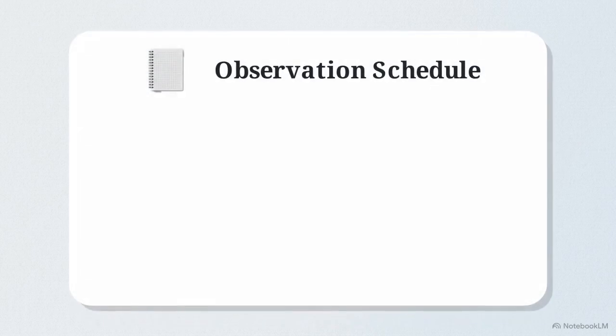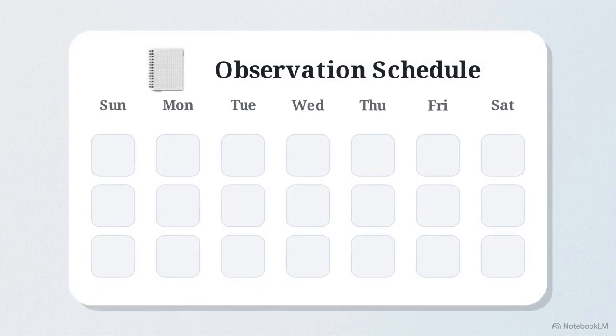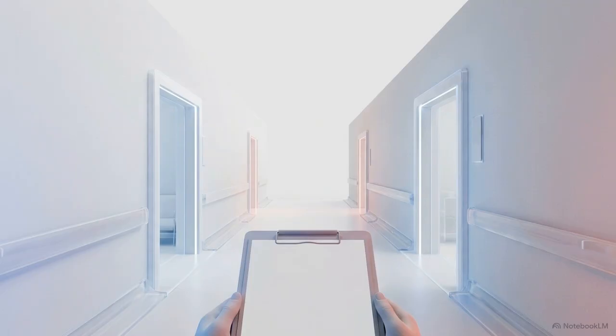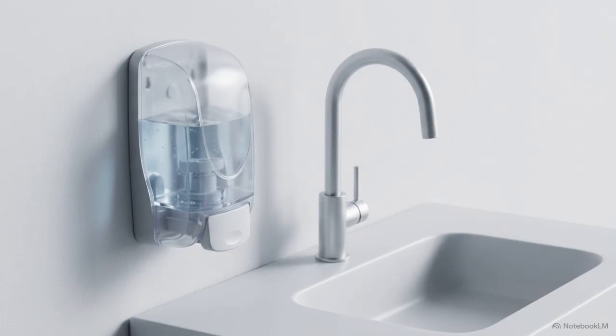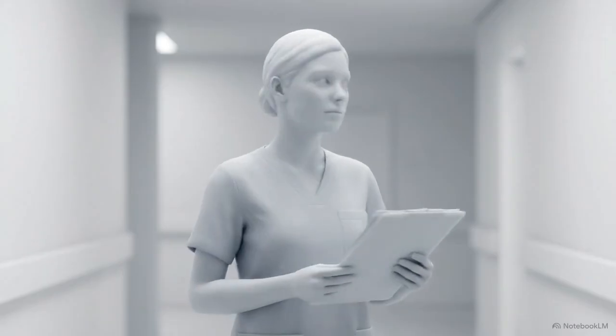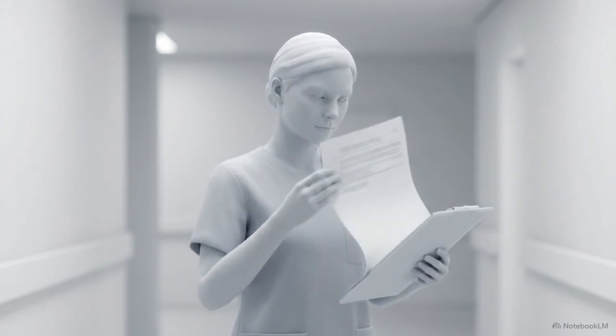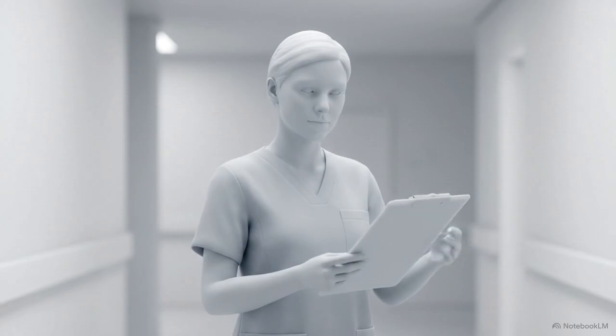Your observation schedule is fixed. You are required to conduct these assessments twice every week, specifically on Sundays and Wednesdays. When you arrive at the department, start with a physical environment check. Walk the floor and verify that alcohol-based hand rub and functioning soap and water stations are available at every single patient care point. You must enter the clinical area covertly. The Hawthorne effect dictates that people change their behavior when they realize they're being watched, skewing our data.